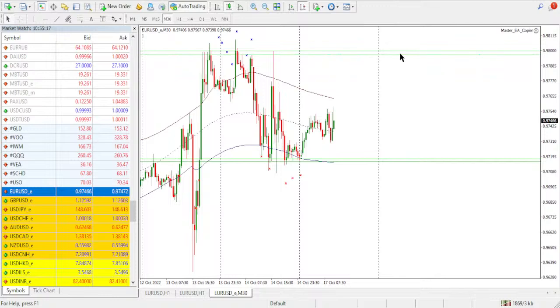So technically, we're just waiting to see what happens. If the price moves up and touches these two lines, then this should give us an ideal place to look for a sell from. And if it goes down to this point, then this will give us a good place to look for a buy from.